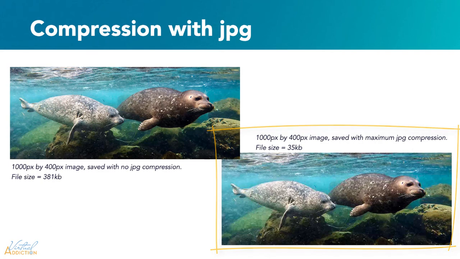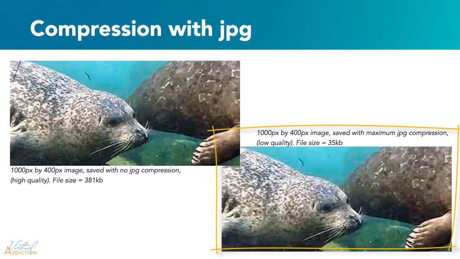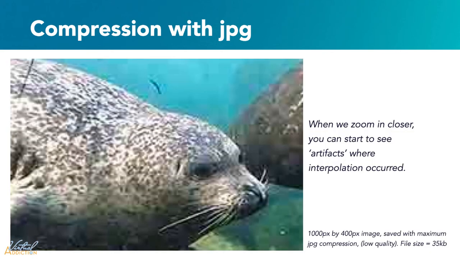Now, in theory, that might sound great, but when we look a little bit closer, you'll see that the lower quality or more compressed version of the image starts to lose details. When we compress with JPEG, we'll end up with something called artifacts. Artifacts are the little bits of information where interpolation occurs. This is very apparent around the edges of the harbor seal. You can see how the image looks blurry and a little bit dirty and muted.